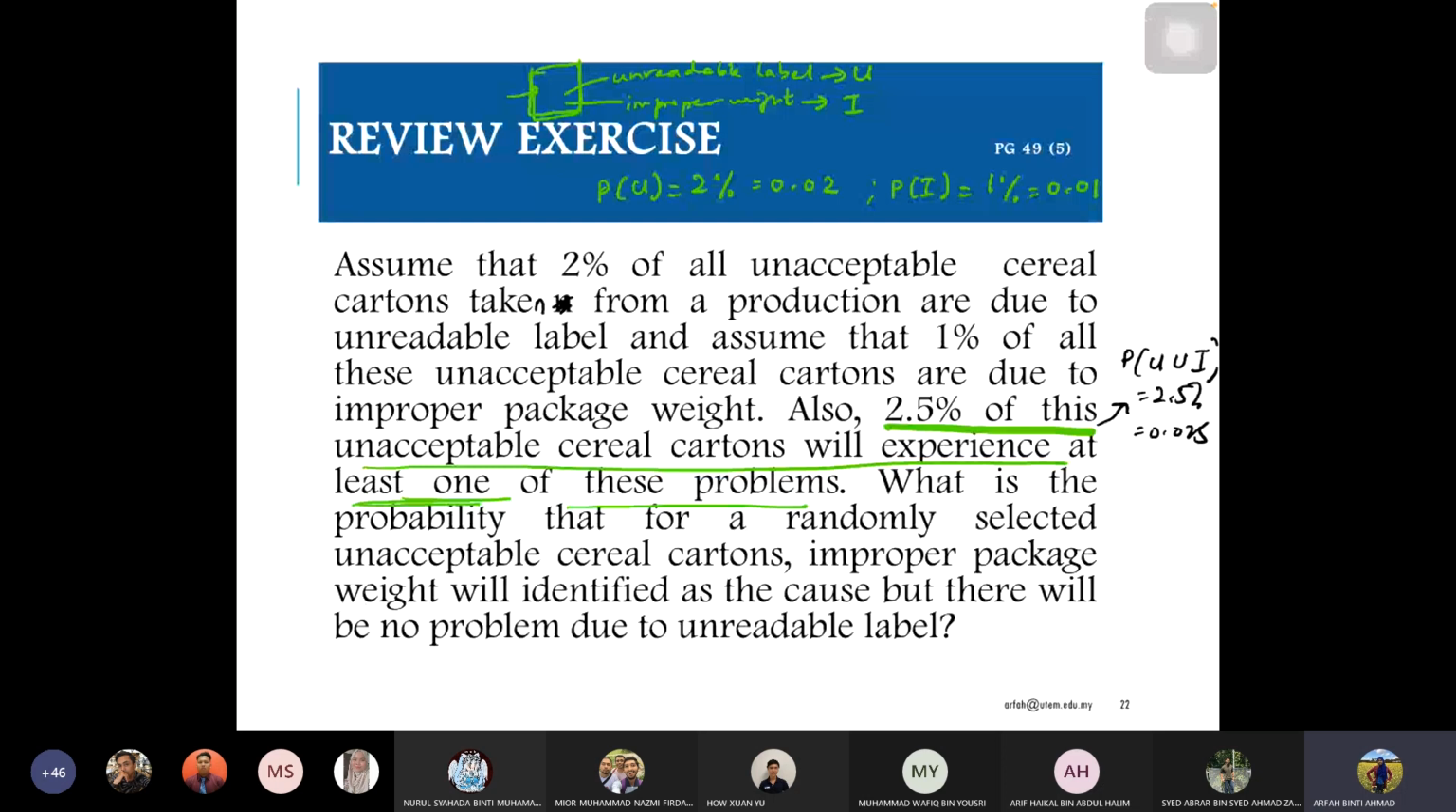So, improper package weight will identify as the problem, as the cause, but there will be no problem due to unreadable label. Meaning that improper package weight will identify as the cause. Kita nak dapatkan kebarangkalian I, but there will be no problem due to unreadable. I and U prime. Ini yang awak nak cari. Okay. Probability of I and U prime.